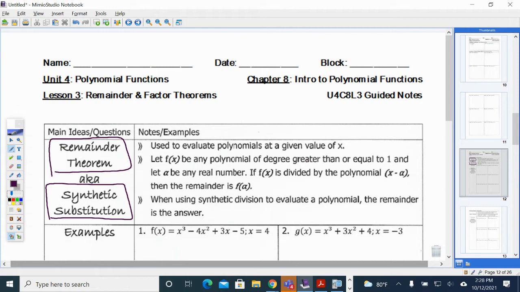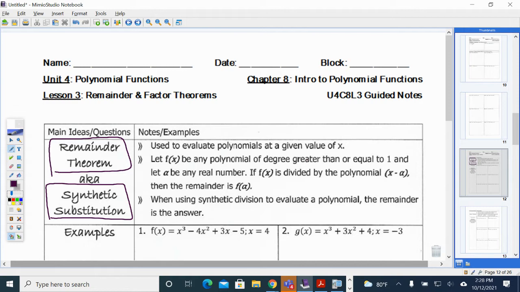So if it says divide, we would use just what we learned in lesson number 2. If it talks about evaluating, we're going to use this remainder theorem. And if it asks you about factors, we'll use the factor theorem. So let's look at this remainder theorem first. Let me read through these bullets.